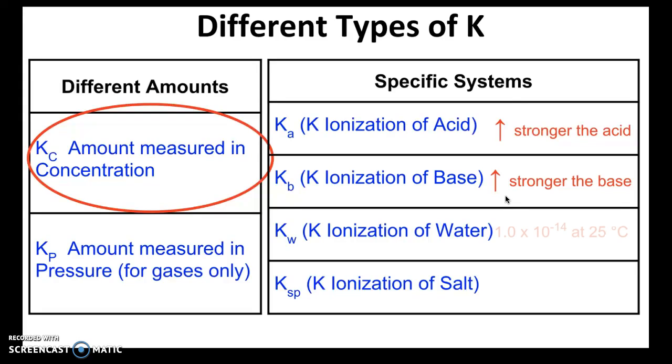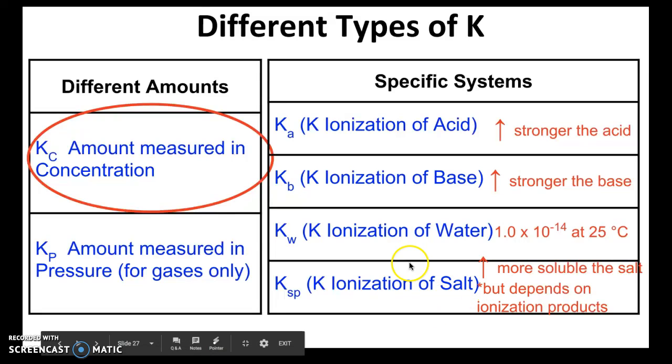Kw is the K for the ionization of water. It has a value of 1.0 times 10 to the minus 14. You ought to memorize this, and this is the number that you want to write down. So when you see Kw, you should know that at 25 degrees Celsius, it's equal to 1.0 times 10 to the minus 14.